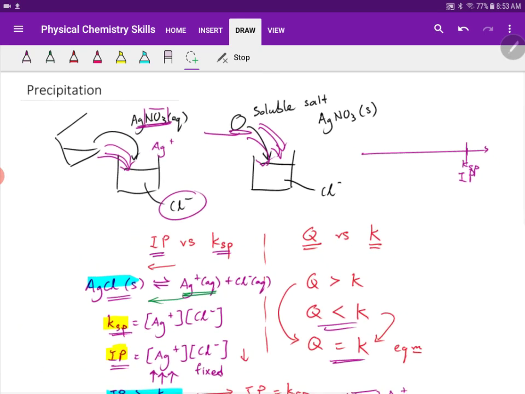This is quite complicated. It is not as easy as you might hope it would be, but at the end of the day, what we are interested in is IP must be larger than KSP before precipitation takes place. IP smaller than KSP means no precipitation will take place, but when IP goes above KSP, there will be precipitation, and as a result of precipitation, it will decrease all the way till it reaches IP equals to KSP.